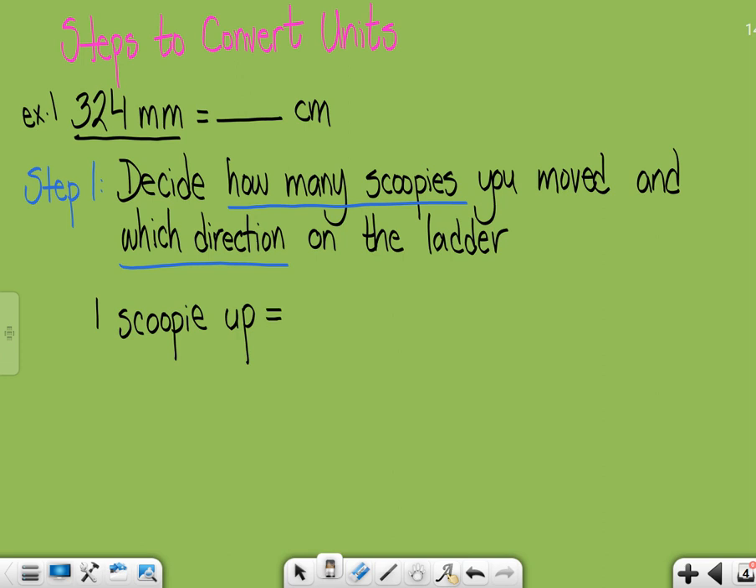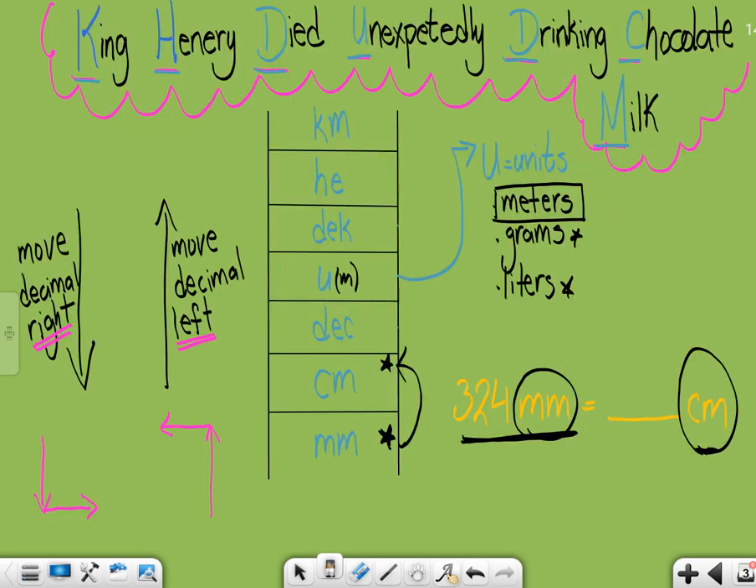What does that mean? Do you know what that means? Let's go back. 1 Scoopie up. I've gone from here, and I've gone 1 Scoopie up, right? I've gone up the ladder. So what does that tell me? Am I looking at this one, or am I looking at this one, right? Because I know I went up my ladder, right? I know I have to move the decimal to the left, right? I went up the ladder. I went from millimeters to centimeters. I am traveling up the ladder. That means I'm going up. And I remember the rule that if I go up, I have to move my decimal to the left, okay?